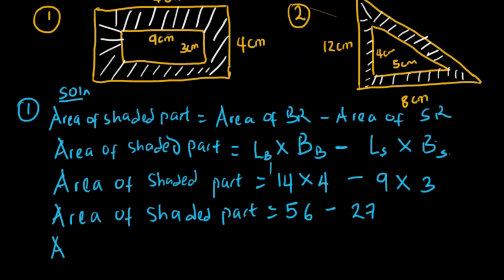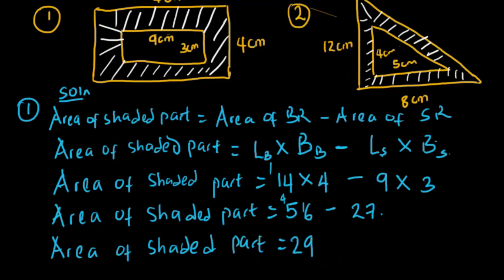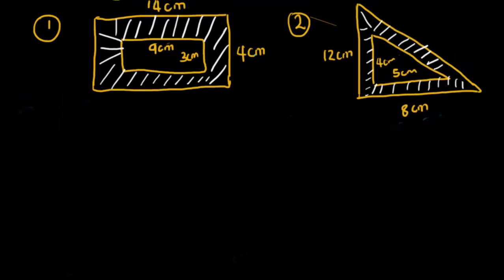Does this make sense? So we have area of shaded part equals 56 minus 27. So I'm having 16 minus 7, 9. I'm left with 4. 4 minus 2 is 2. So my answer is 29 centimeter square. Remember, the unit of area is centimeter square, and this is the answer. So remember, to find area of shaded part, it will be area of bigger shape minus area of smaller shape. Does that make sense? Let's take the second question.